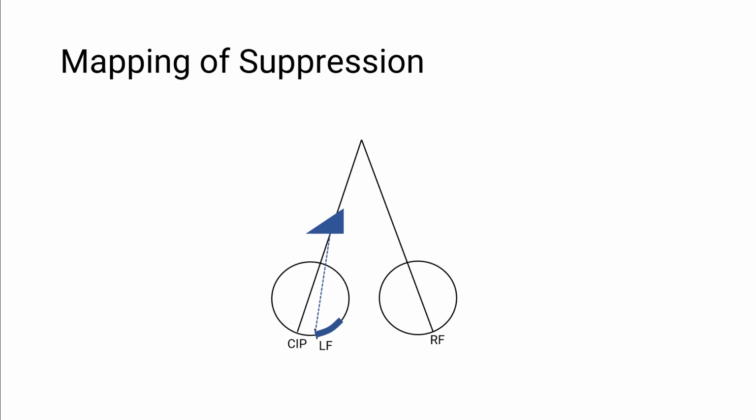So when we prescribe prisms, we give the least amount of prism that gives the patient single vision. And whilst we've been talking about mapping suppression scotoma, it's a useful way to understand the prism subjective and how we go about prescribing prisms in these patients.